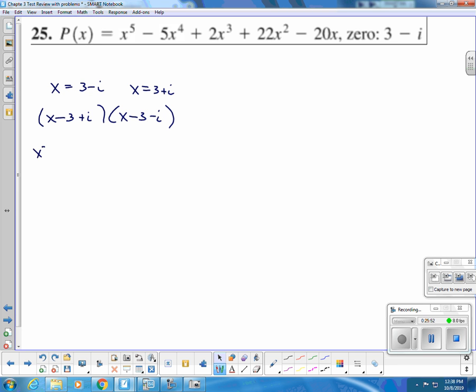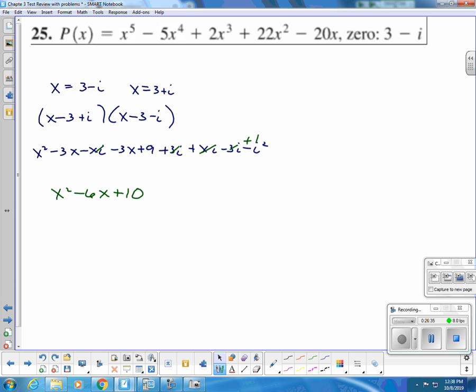So you're going to get x squared minus 3x minus xi minus 3x plus 9 plus 3i plus xi minus 3i minus i squared. So after you multiply those two together, you get that quadratic x squared minus 6x plus 10. What do I do with that? Divide it, right, into the big guy.